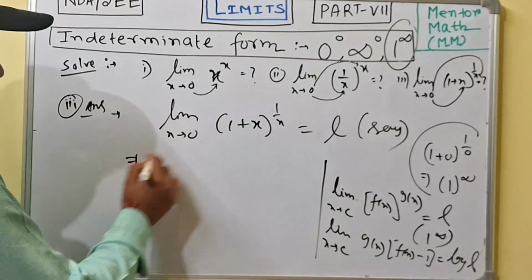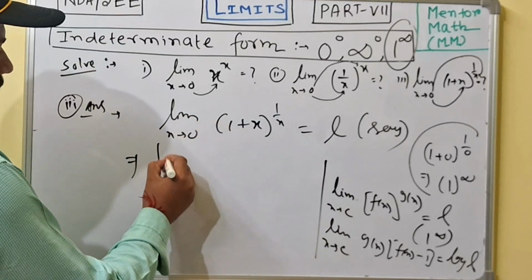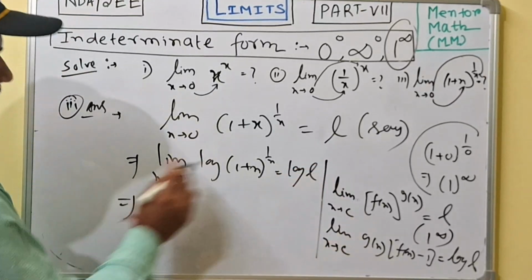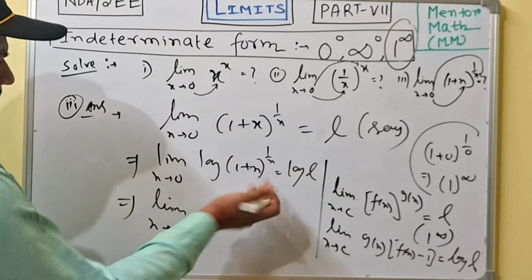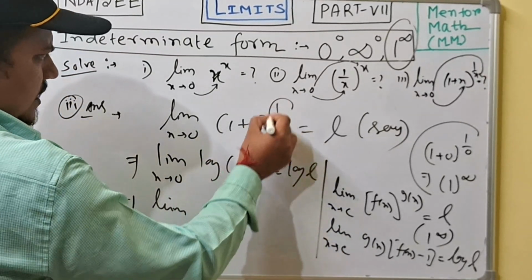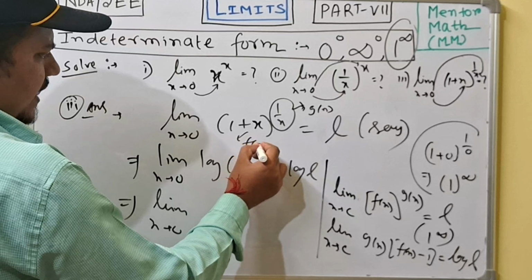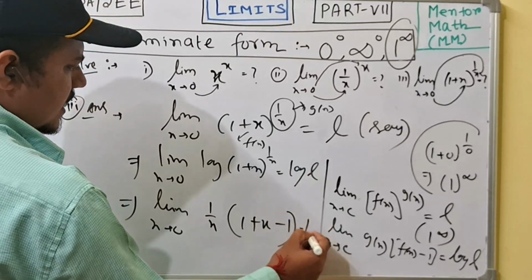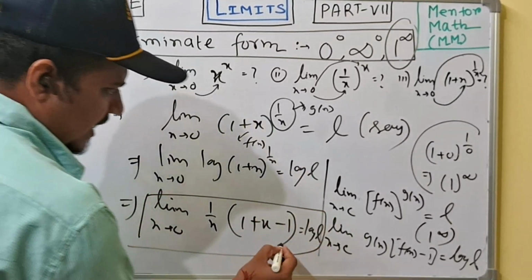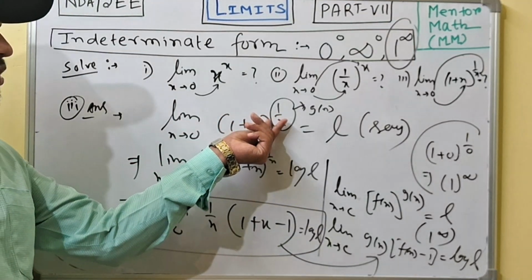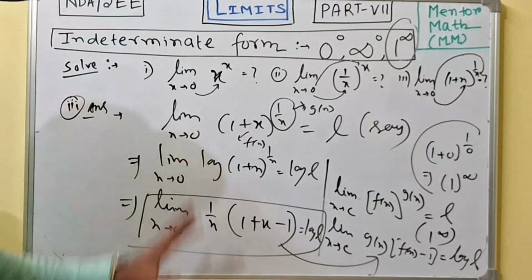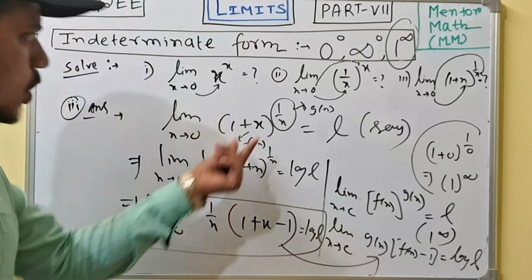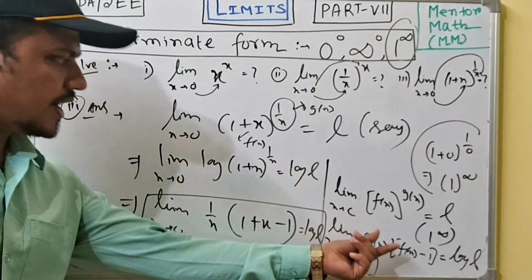So here also you see the 1 to the power infinity form. So taking log on both sides, limit x tends to 0 of log of (1 plus x) to the power 1 by x. You can directly apply the form. Let us take this as g(x) and this as f(x). So g(x), 1 by x, outside, and f(x) is 1 plus x minus 1, is equal to log of L. That formula you can use directly. Here it is log of L, and 1 by x outside, the quantity f(x) is 1 plus x minus 1.